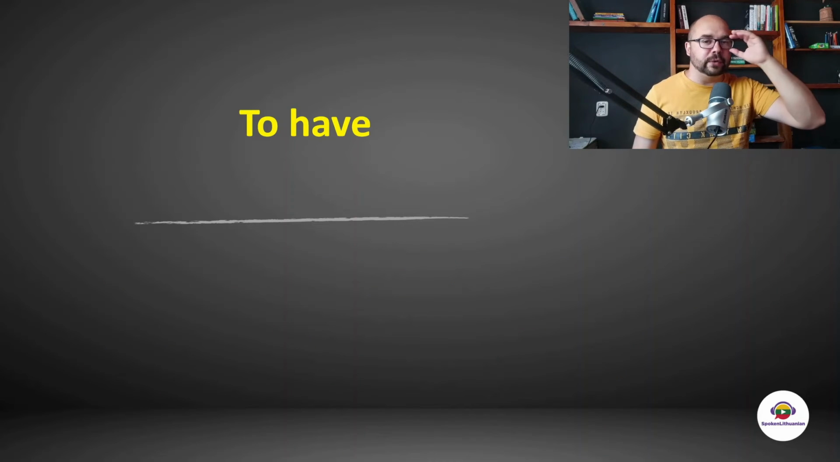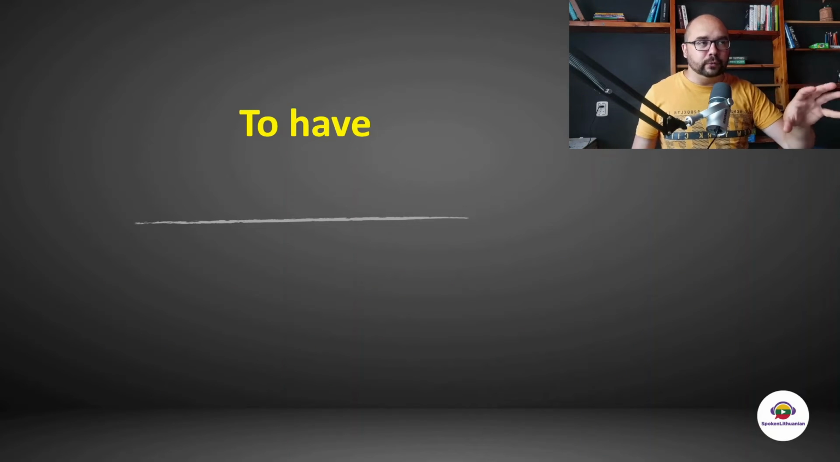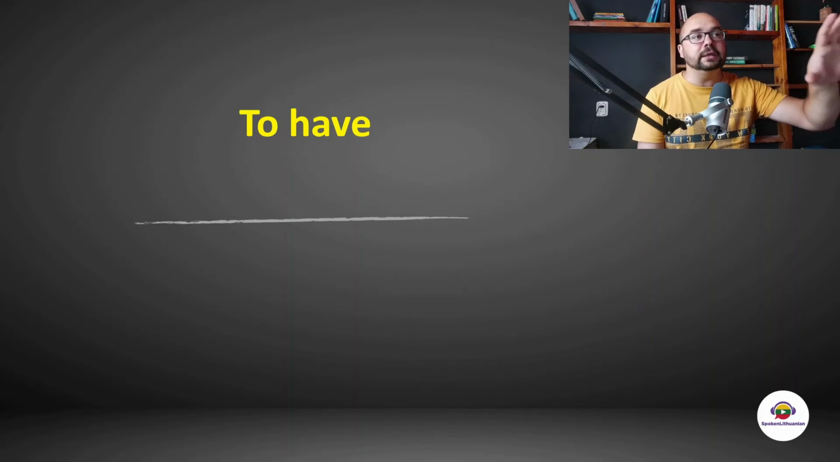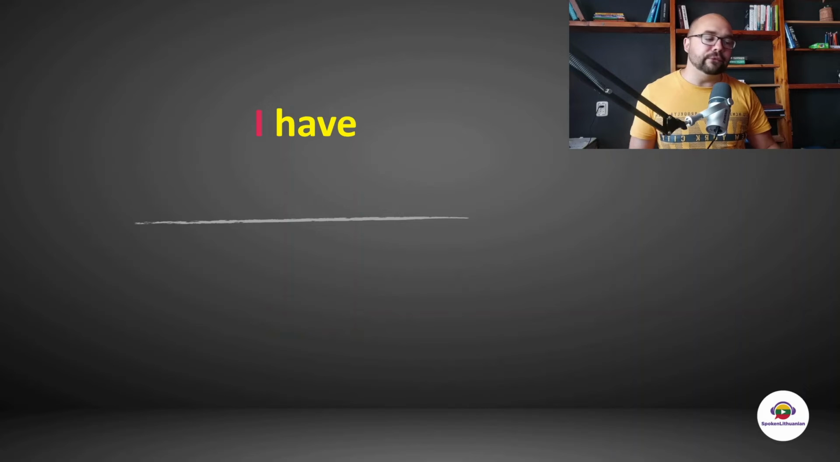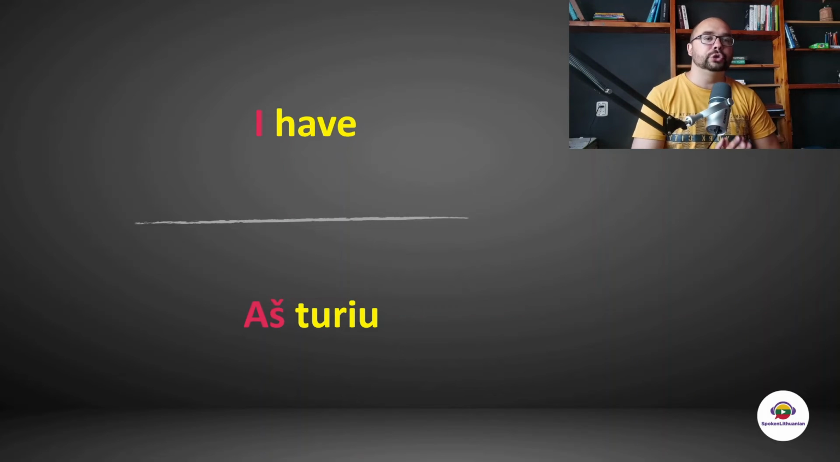For example, to have, right? Now, to have, we had this verb in the last lesson, so make sure to watch that. I have top 10 main verbs in Lithuanian language and their forms in present tense. But to have basically means turėti in Lithuanian language. Turėti. We have the T ending once again because we have the infinitive form, right? Turėti, to have, turėti, good. Now, I have, you will have a different ending, aš turiu, aš turiu.